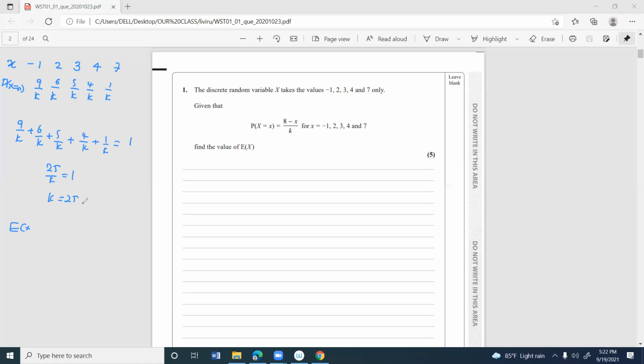How to find E(X)? It is x times p(x). X is -1 times 9 over 25, plus 2 times 6 over 25, plus 3 times 5 over 25, plus 4 times 4 over 25, plus 7 times 1 over 25. If you simplify this, you get the answer for E(X). So we will work it out and see. 41 over 25 would be the final answer for this. That's a way of getting the first answer.